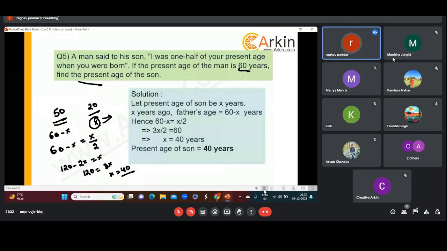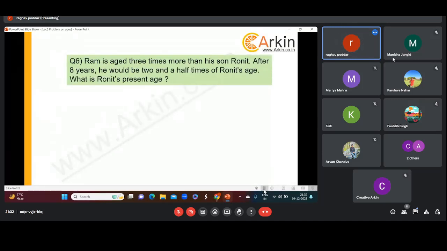Superb. Let's go on to the next question. Here's the next question for you all. Ram is aged 3 times more than his son, Ronak. After 8 years, he would be 2.5 times Ronak's age. What is Ronak's present age?